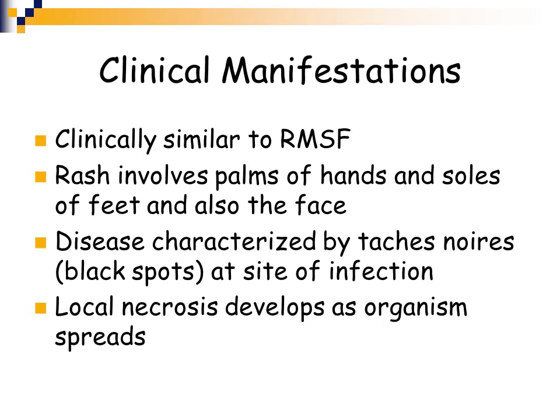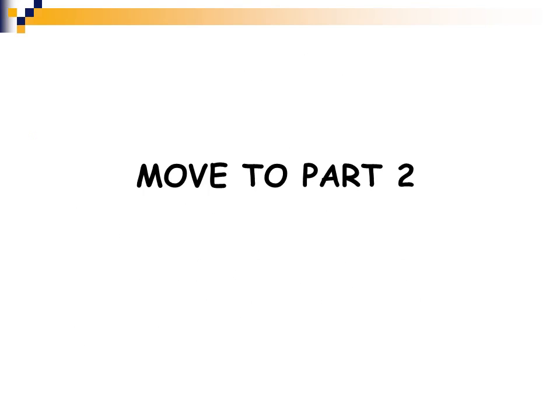Boutonneuse fever is characterized by what's called taches noires, which are black spots that will develop at the site of infection. You get that tissue necrosis, and that tissue necrosis will then spread as the organism spreads. We're now going to move on to the second part of the lecture.